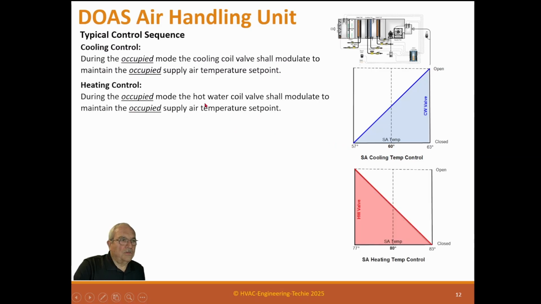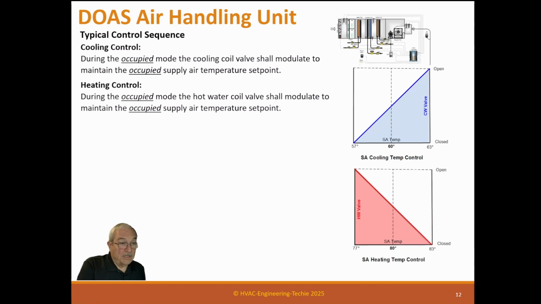And the heating control during the occupied mode, the hot water coil valve shall modulate to maintain the occupied supply temperature. Same thing with the heating side. So when it's calling for heating, the unit will be set at 80 degrees, and it might be a little higher depending how cold it is outside. So this is a DOAS unit, so it's just the outside air component.